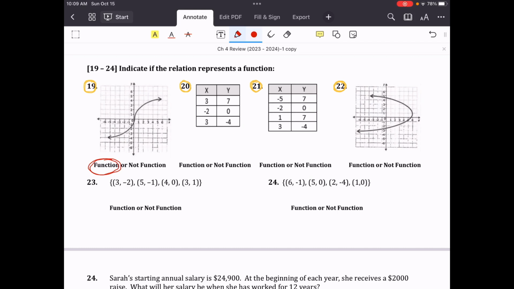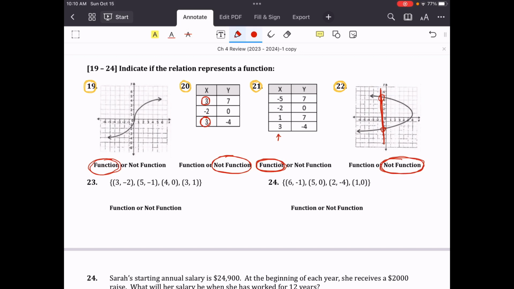For question 20, notice that your domain has 3 used twice, but the 3 then goes to 2 different outputs. This is not a function. In 21, all of our domain values are used once and they go to an output, so this is a function. In 21, if I draw a vertical line right here, that's not very vertical, but works, it intersects the graph in 2 points. Because it intersects in 2 points, this is not a function.